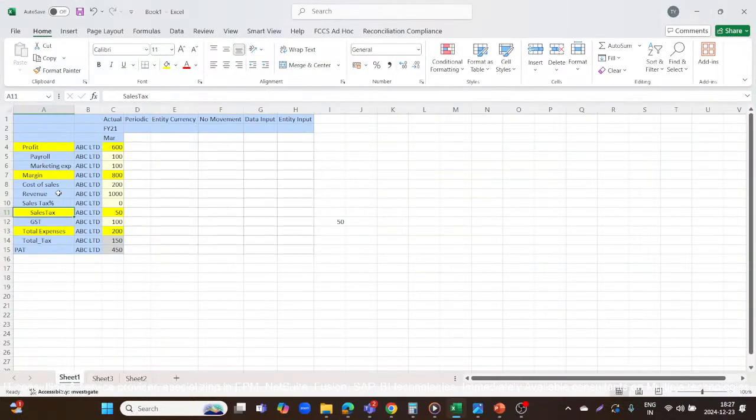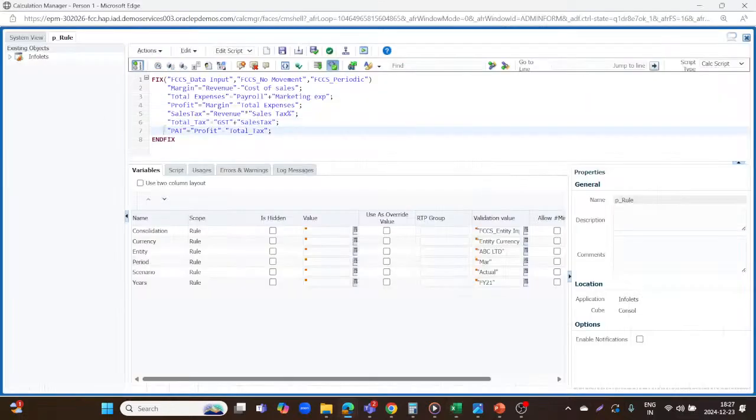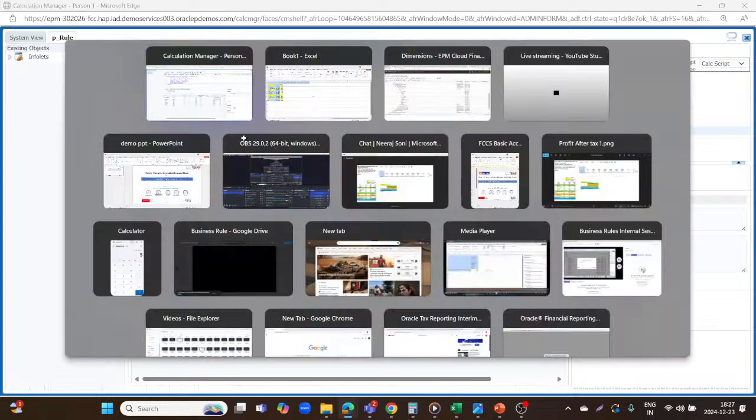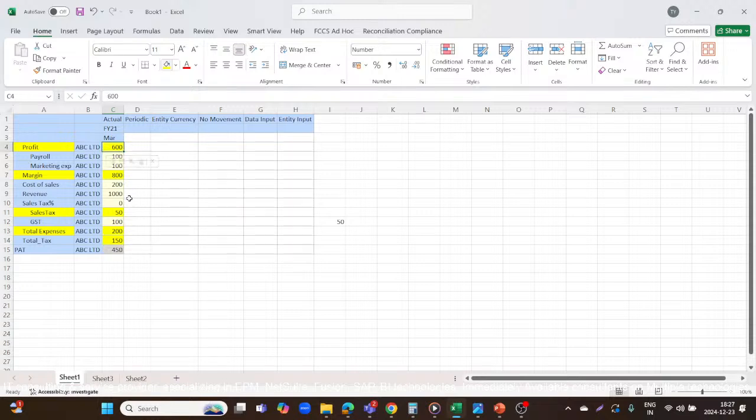Then you have total tax equals GST plus sales tax, the sum of both the taxes. GST we entered at 100 and sales tax calculated was 50, so the sum of these two is 150. You can see total tax equals 150. And now ultimately we need to calculate the profit after tax. It is profit minus total tax. Profit is 600, the profit before tax, and the sum of taxes is 150. So 600 minus 150 is 450. This is the ultimate result that we have written the rule for.